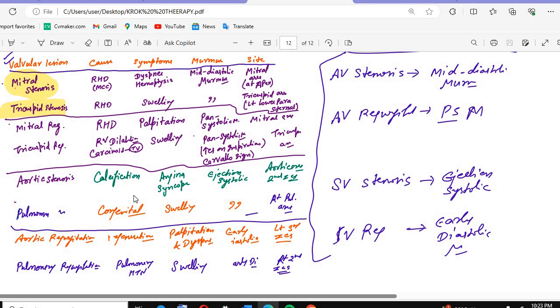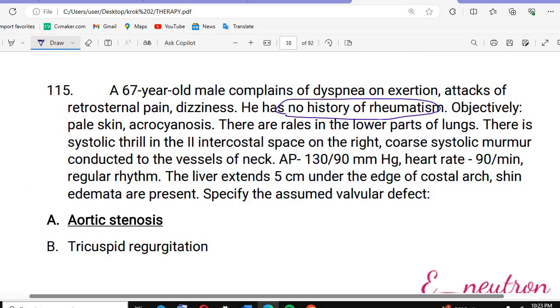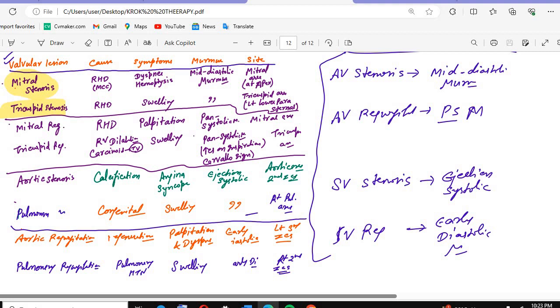Then remember, if in the questions there is no history of rheumatism, it can be ruled out: no mitral stenosis, no tricuspid stenosis and no mitral regurgitation. So what we've seen: pale skin, acrocyanosis, rales in the lower part of the lungs, systolic thrill in the second intercostal space on the right, coarse systolic murmur conducted to the vessels of the neck. So see, we have seen the second intercostal space. So the aortic area, second intercostal space, or the pulmonary area, second intercostal space.